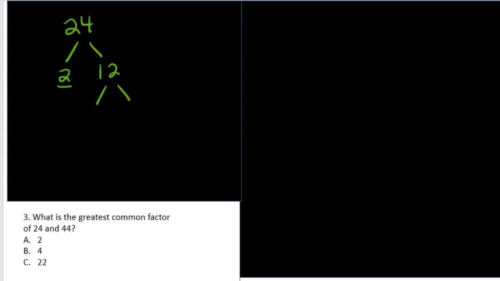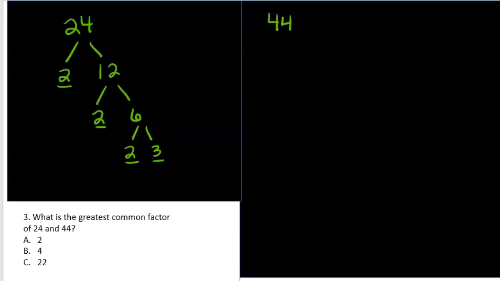Factors of 12 are 2 and 6. Okay, that 2 is prime now. And factors of 6 are 2 and 3. Alright, now I have all these prime numbers at the bottom. Now let's add our factor tree.